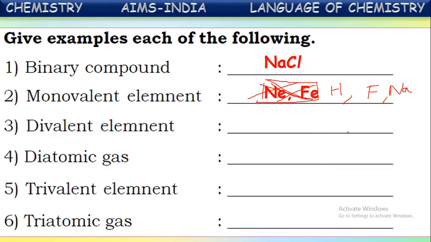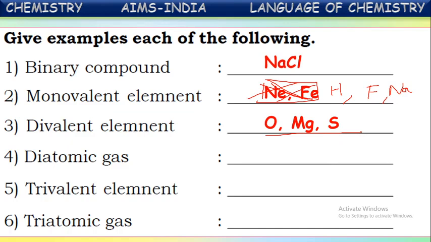Let us see examples for divalent elements. Oxygen valency is 2, magnesium valency is also 2, sulfur valency is also 2. So these all will come under divalent. The elements with valency 2 are called divalent elements.